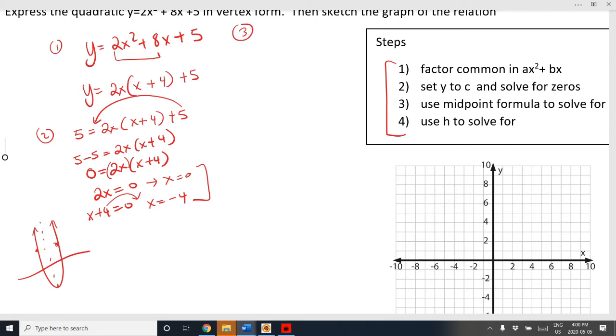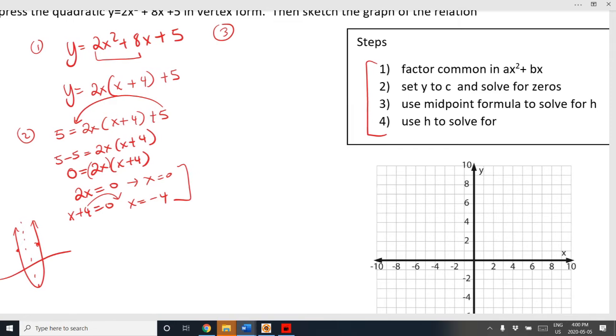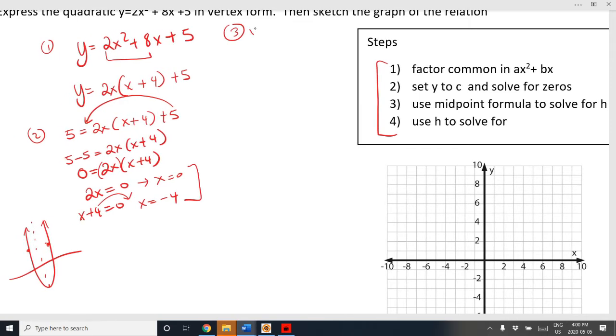We're going to use the midpoint formula to solve for our h value. So x mid is equal to x1 plus x2 divided by 2, and we're going to use these values here. So 0 plus -4 divided by 2, which is -4 divided by 2, which is equal to -2. So x mid is equal to -2, and that's our h value of our vertex.